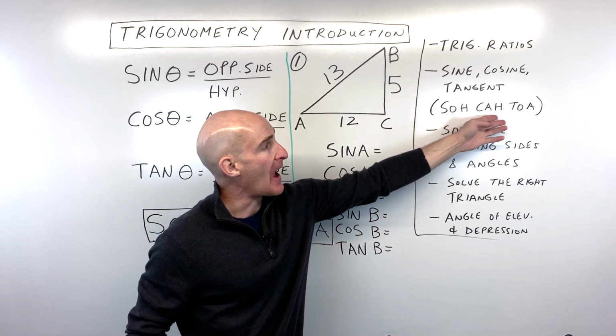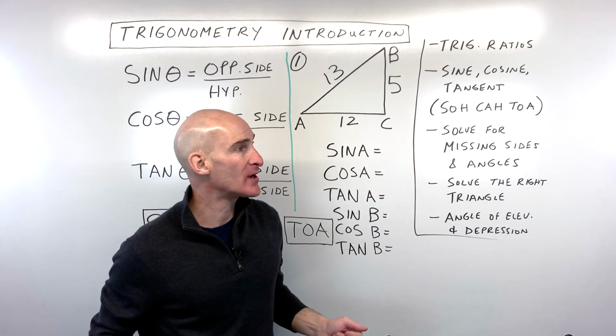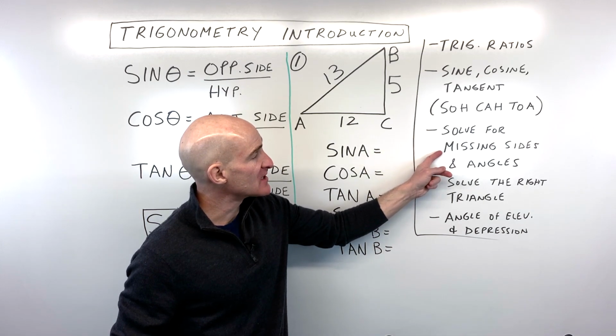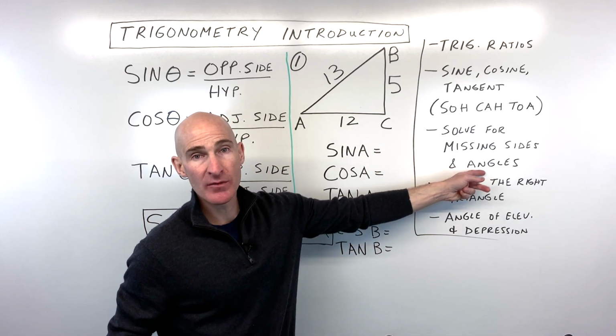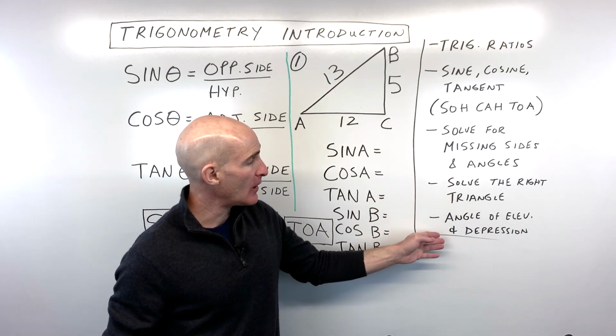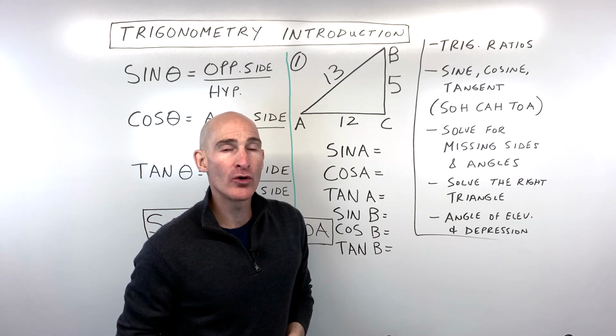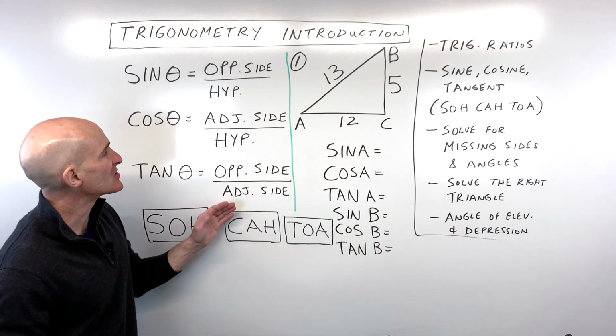We're going to talk about an acronym, SOHCAHTOA, which helps us to find the sine, cosine, and tangent a little bit more easily. We're going to solve for missing sides in the triangles as well as missing angles. We're going to do what's called solving the right triangle, and we're also going to mention angle of elevation and angle of depression. So we'll go through some problems. I'll have some examples you can practice on your own.